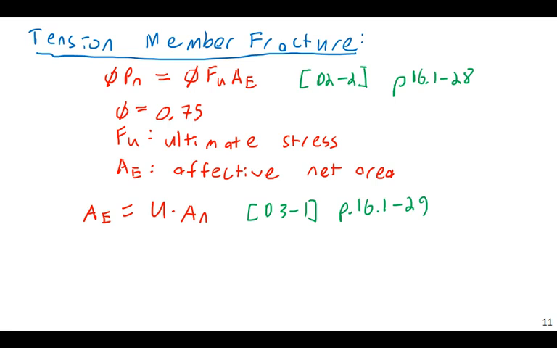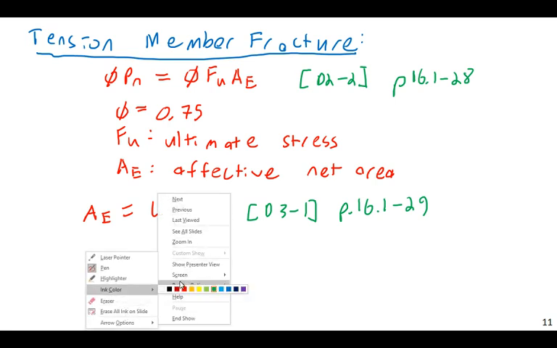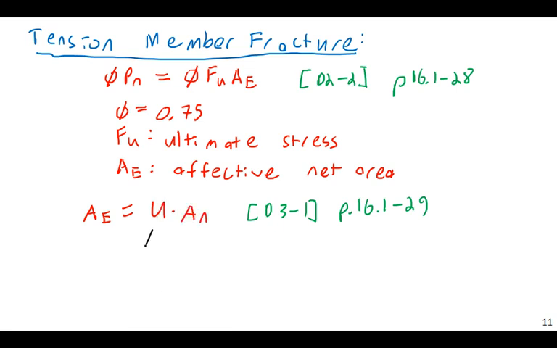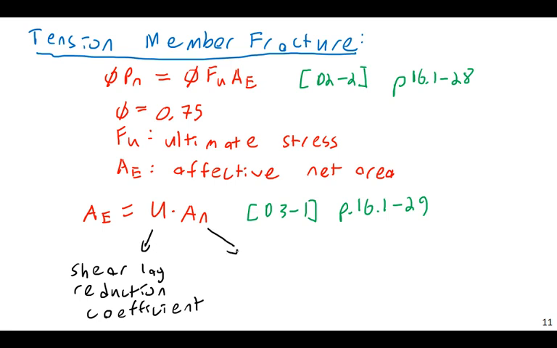So then in turn, what is all this stuff? U is a factor that we need to add, and this is the shear lag reduction coefficient. We'll have to define that. And what is AN? That's not area nominal, that would be too easy. It is the net area excluding holes. We'll have to look at how to calculate that.